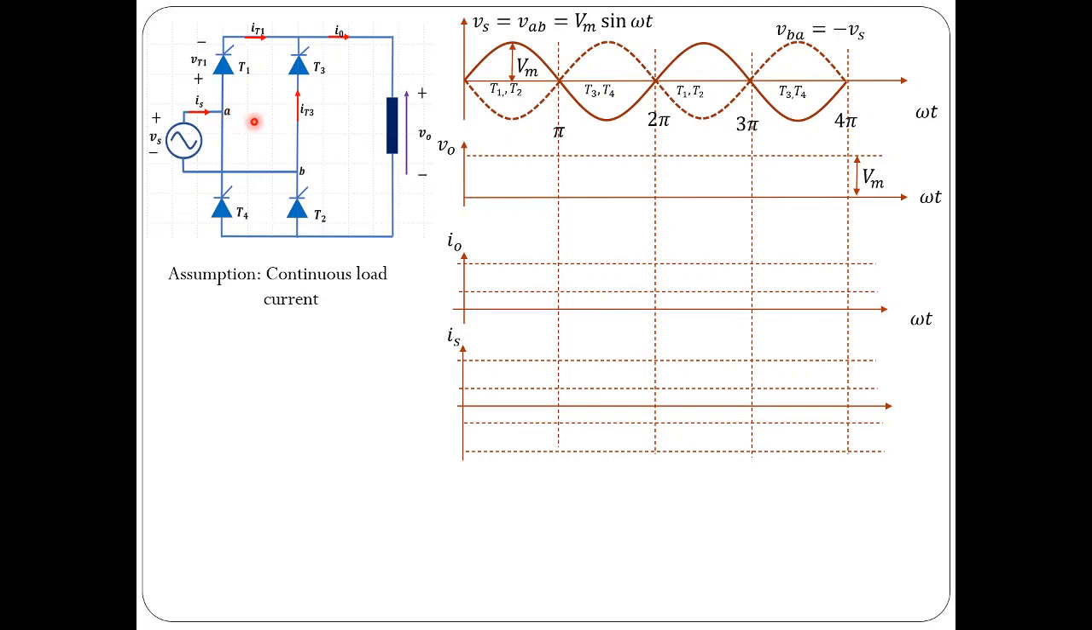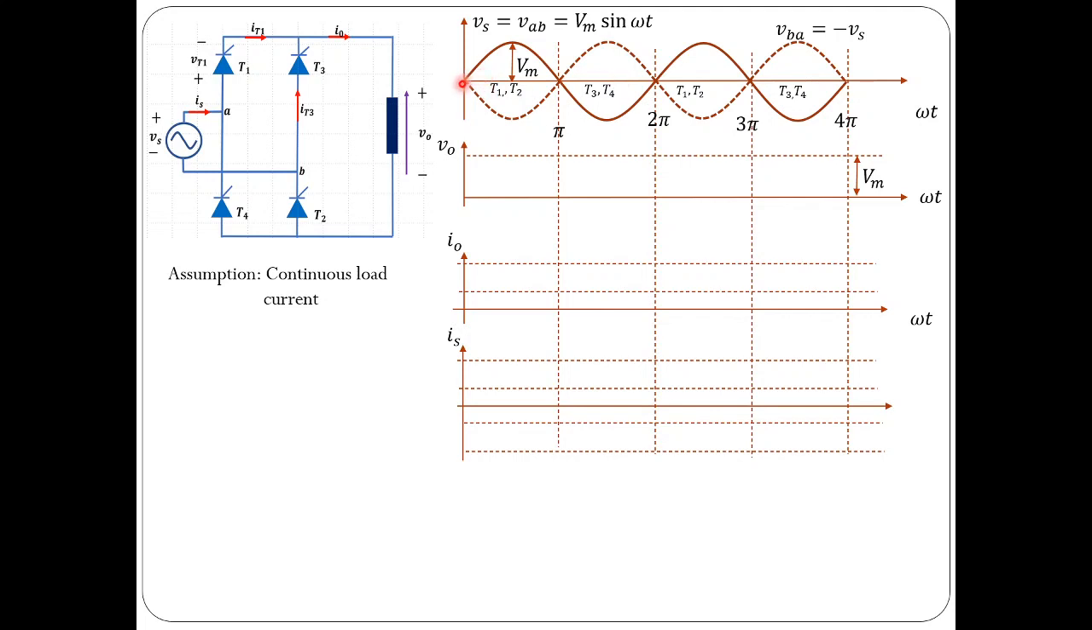Under this particular condition, T3 and T4 are naturally forward biased. If you apply the gate pulse continuously, then T1 and T2 will be conducting for the positive half cycle, and T3 and T4 will be conducting for the negative half cycle. But the case would be different if you apply a continuous gate pulse. So what I do here is apply the gate pulse with some firing angle delay.